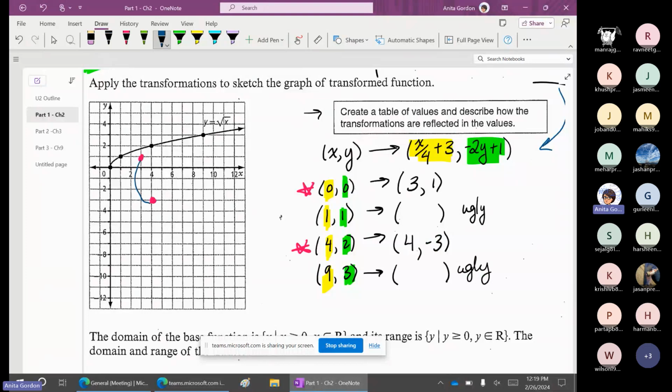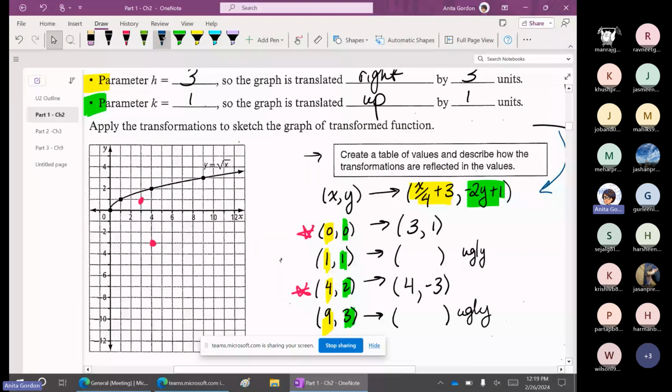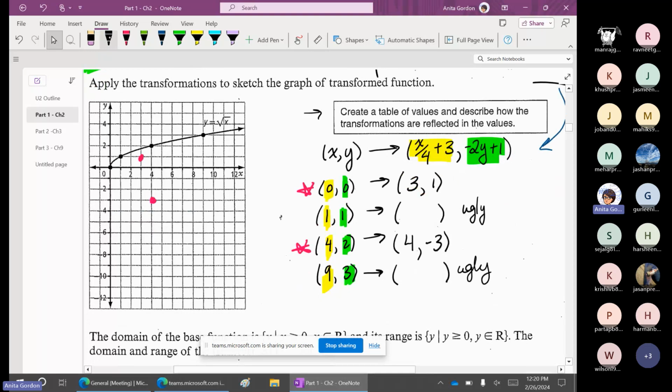So 2 options, either find a third point or reason through some of your transformations here. I know that I flipped it upside down and I made it taller, and then I moved it to the right, and then I moved it up. So I know it's going to have this kind of shape. If your brain hurts while thinking about that, no problem.